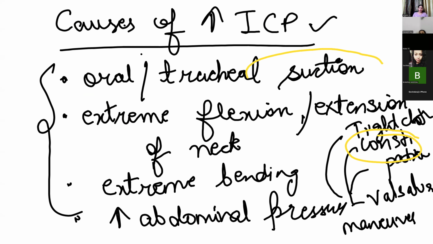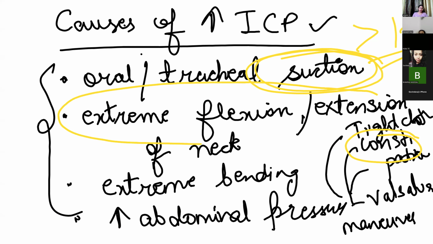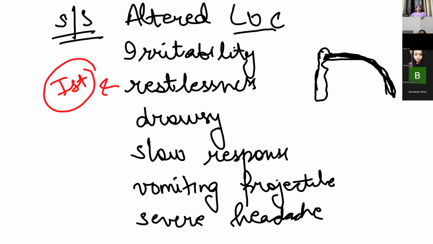And to deal with the Valsalva maneuver, what do we need to do? The timing will be less than 10 seconds, and we will hyperventilate the patient before and after. And what about these things? We need to avoid extreme flexion and extension of the neck, and rotation of the head. Now we will talk about signs and symptoms.